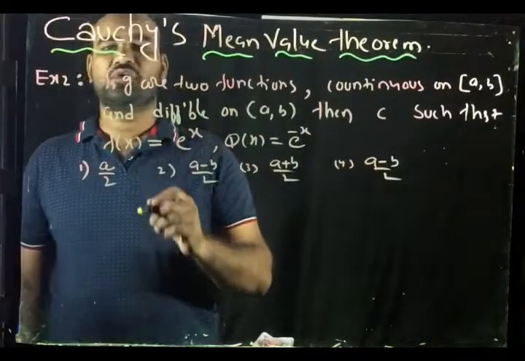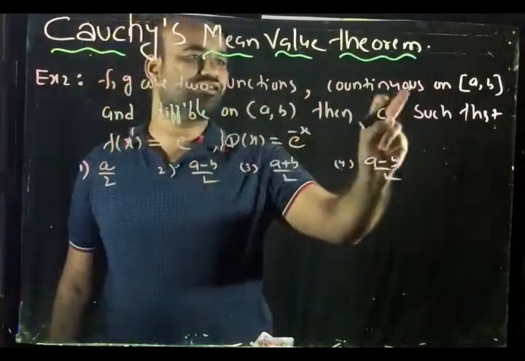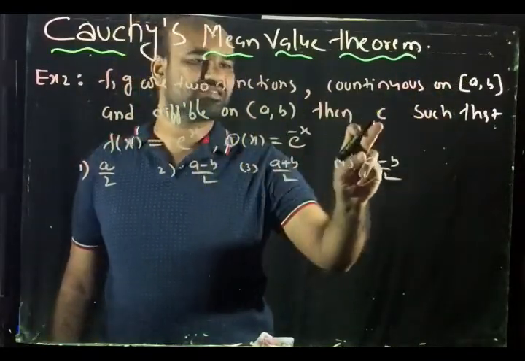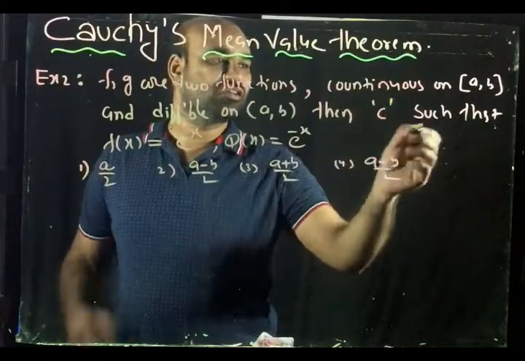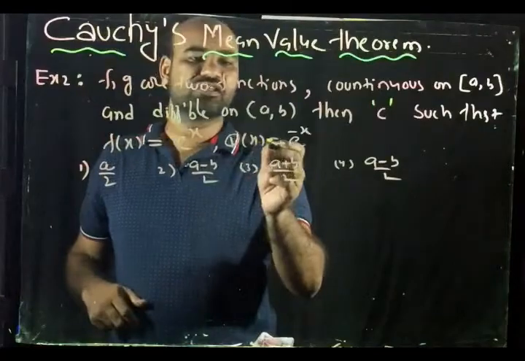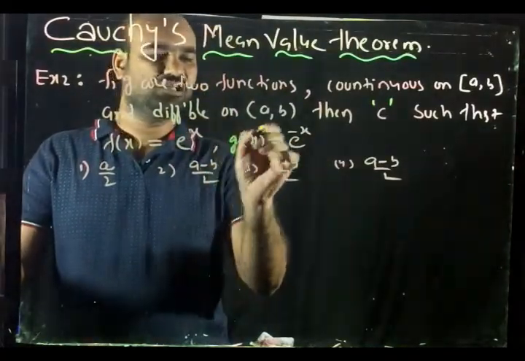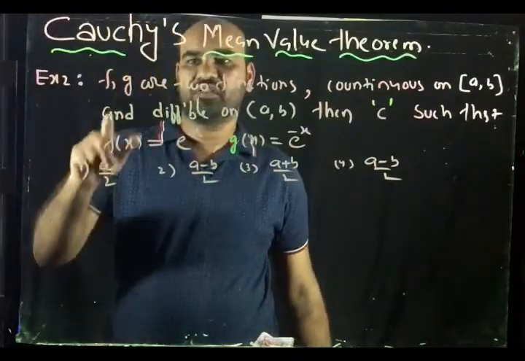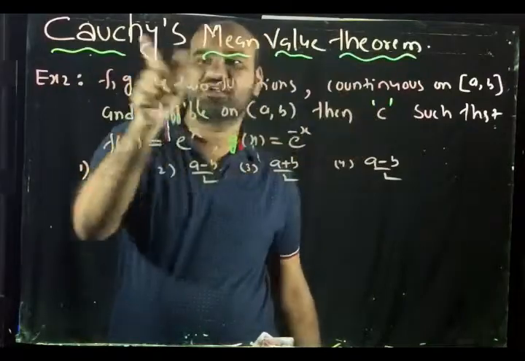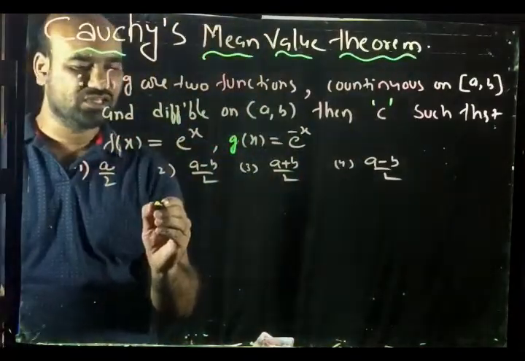Friends, example number 2. f comma g are two functions continuous on the closed interval [a, b] and differentiable on the open interval (a, b). Then we need to find c, where f of x equals e power x and g of x equals e power minus x. Okay, two functions are given. Automatically you want to find c, that is nothing but Cauchy's theorem only. So directly I am applying Cauchy's theorem.